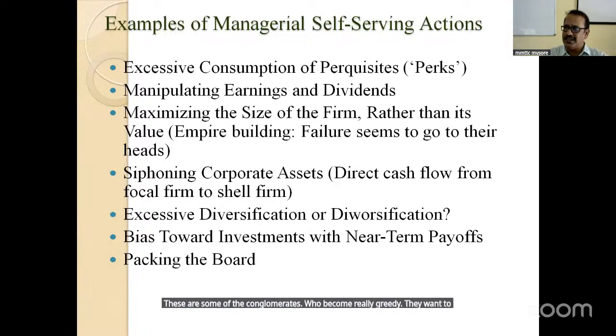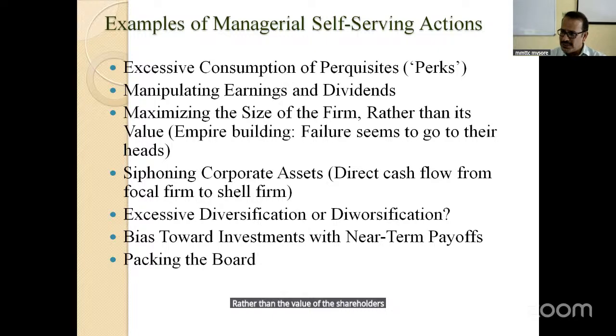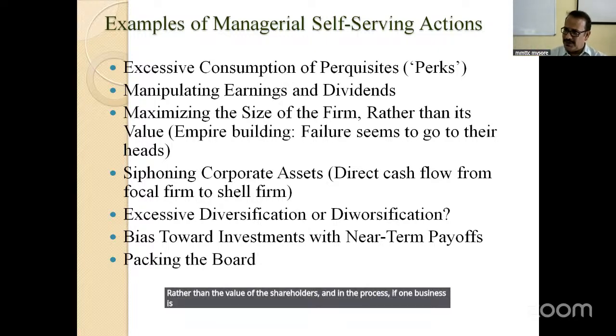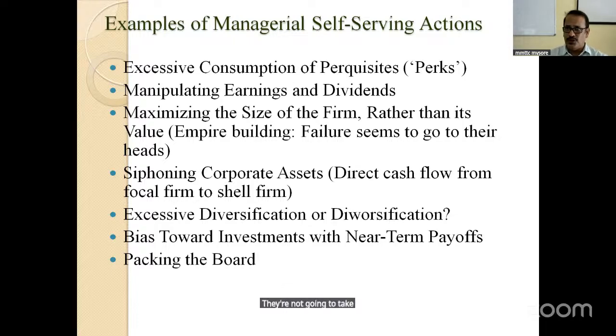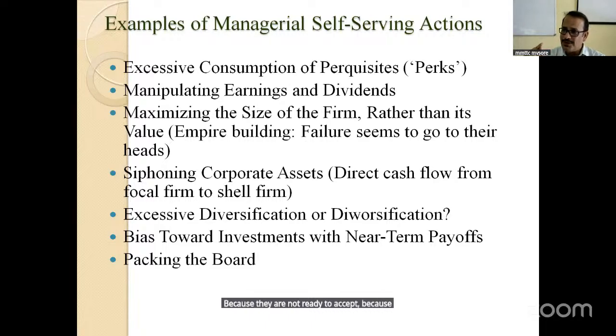They want to have everything under the sun. They want to maximize the size of the firm rather than the value for the shareholders. And in the process, if one business is unsuccessful, they're not going to take it that way because they're egoistic also. So therefore, they did not digest the fact that it was a failure, and they pumped good money to chase bad money. In all the cases of Mallya and Ambani, you can see good money chasing the bad money because they are not ready to accept, because failure seems to have gone to their heads. You can just see this. These are all the outcomes of that agency theory. Sometimes failure goes to their heads.